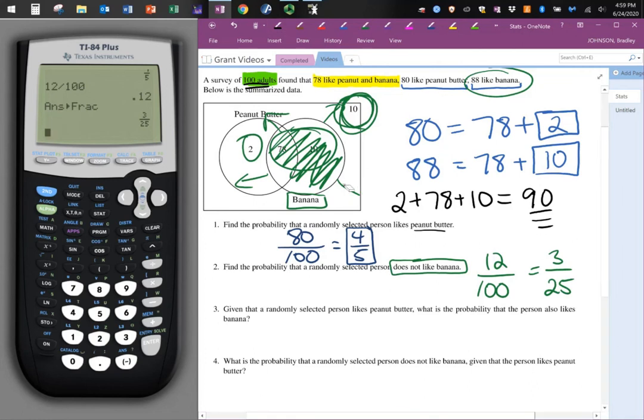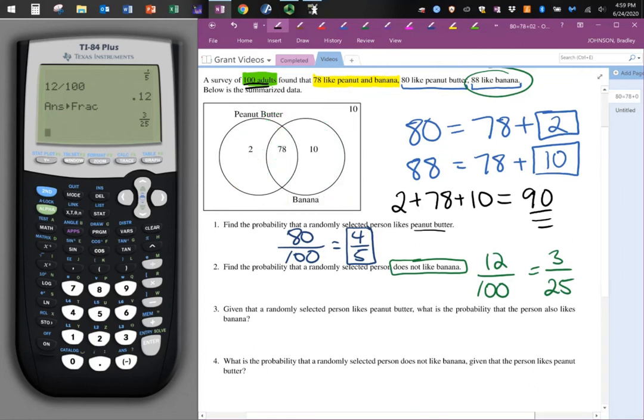Let me erase all of the scribbles so that we have a blank slate. So given that a randomly selected person likes peanut butter, so we're given something. Let's highlight that in blue. Given that they like peanut butter. So let's highlight that. So liking peanut butter would be this region.